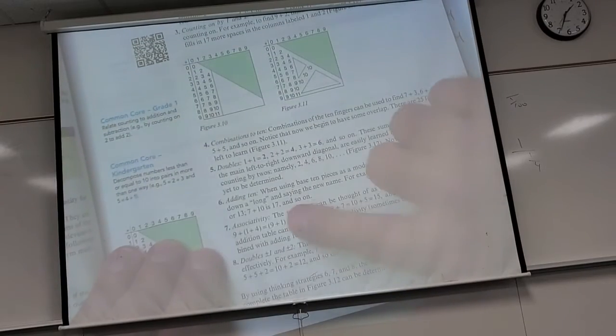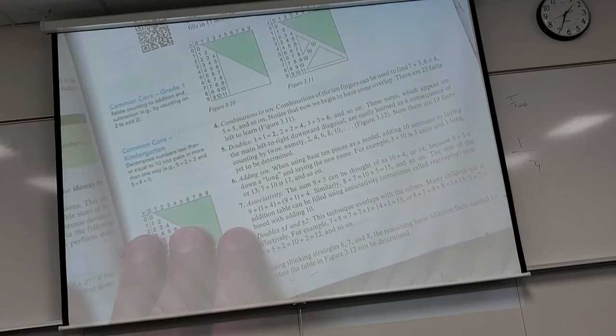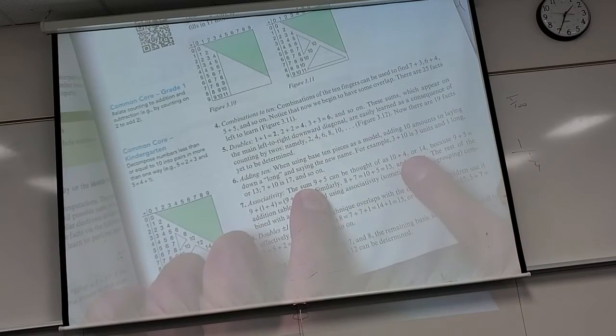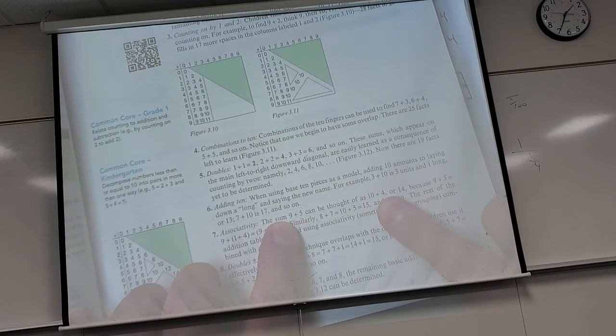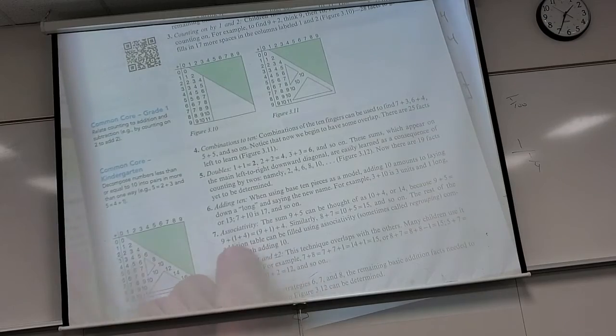Let's see. Associativity comes in a few of these things. So this is going to be stuff like 9 plus 5 can be thought of as 10 plus 4. That kind of thing. So now they can figure out what 9 plus 5 is because 10 plus 4 is easy. So that's making that 10.